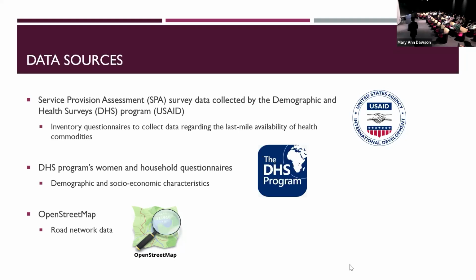And then the third one is, because we are looking at road infrastructure, we also used OpenStreetMap to collect road network data for Senegal and see where our facilities are actually located and what the distance is between the facility and the upstream warehouse. So that is all coming from OpenStreetMap.